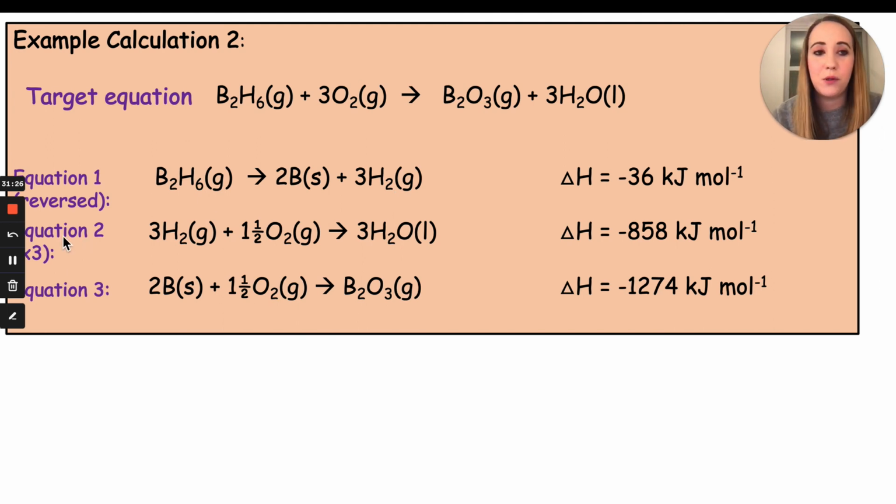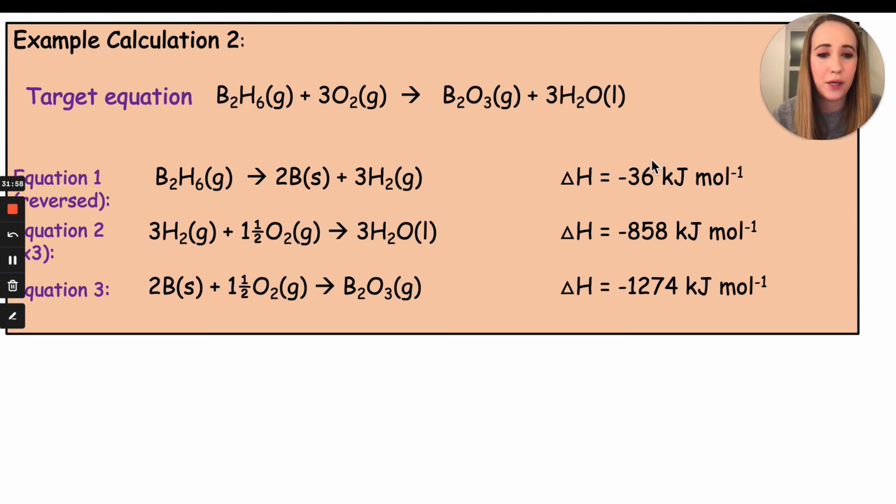Equation 2 has been multiplied by 3, so everything in the equation multiplied by 3, and also the delta H value is now multiplied by 3. We were doing that in order to get our 3H2O on the right hand side. And equation 3 we left exactly as it was because it gave us B2O3 exactly where we needed it. So that delta H value has just stayed the same.